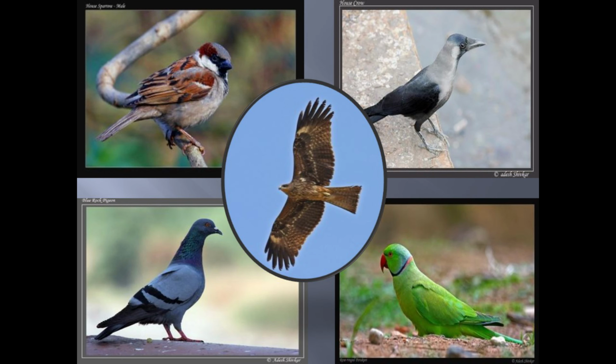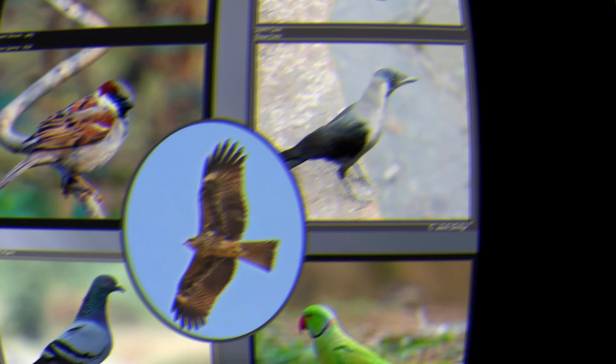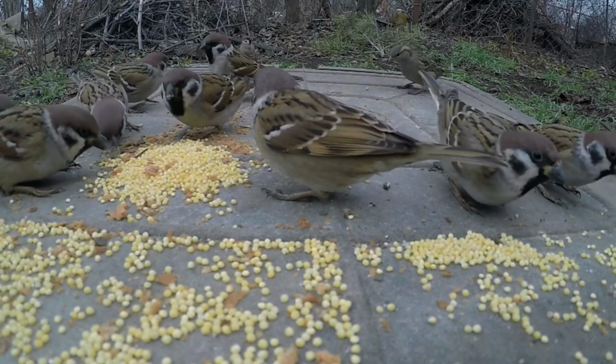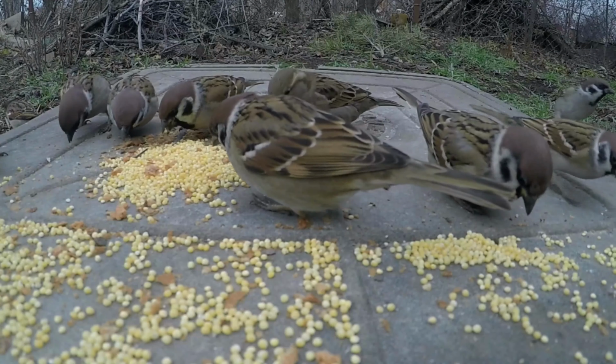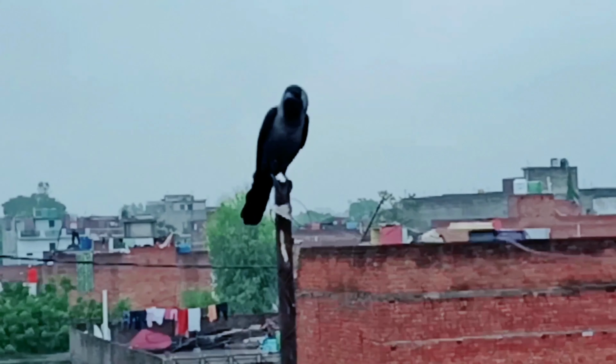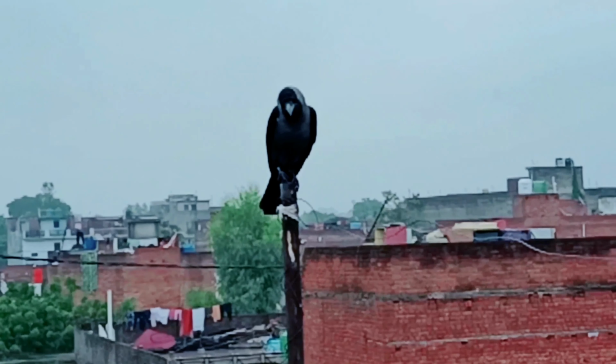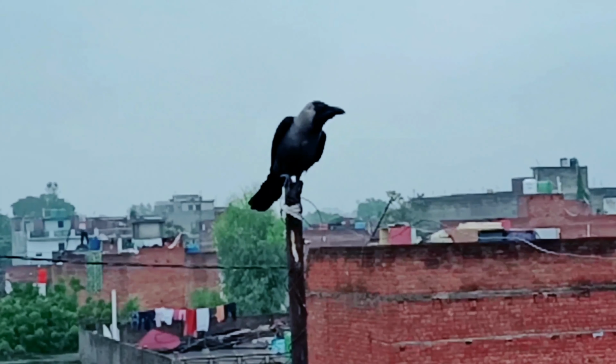Now, I wish to show some commonly found species which are observed around us in our day-to-day life. The first picture is a house sparrow, which is quite often seen nowadays around us due to various environmental reasons. The second one on the top right is generally known as crow. For an ornithologist, it is a house crow.